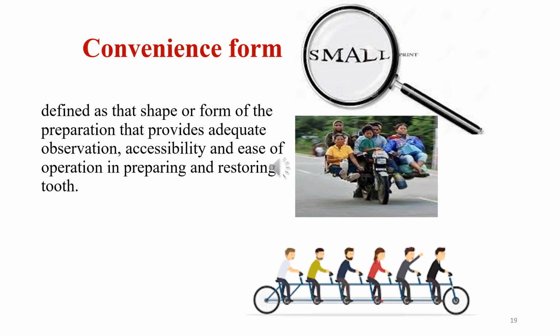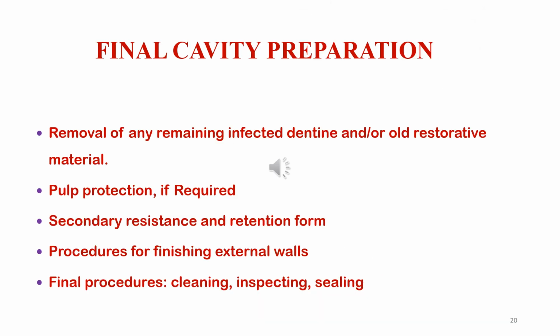Next step is convenience form. It is defined as the shape or the form of preparation that provides adequate observation, accessibility, and ease of operation in preparing and restoring the tooth. We have covered the first stage of the cavity preparation. Now we will study the second stage, that is final cavity preparation, under which comes removal of any infected dentine or old restorative material, pulp protection if required, secondary resistance and retention form, procedures for finishing external walls, and cleaning, inspecting and sealing of the cavity.